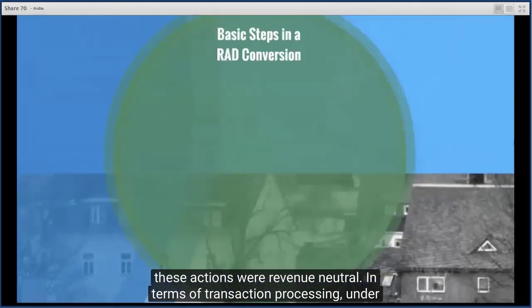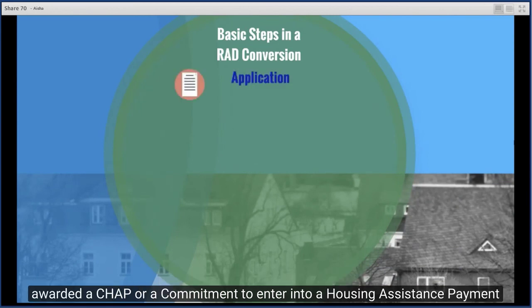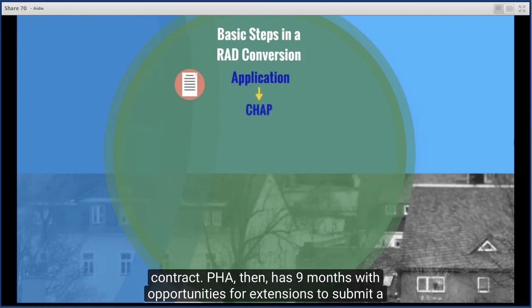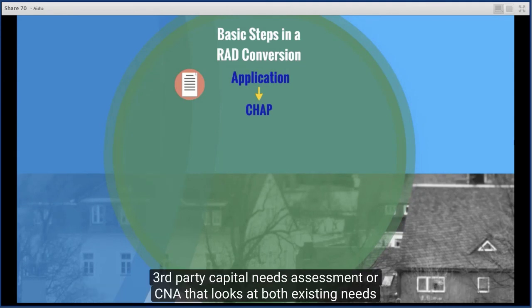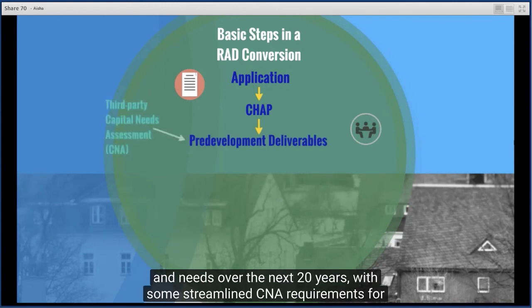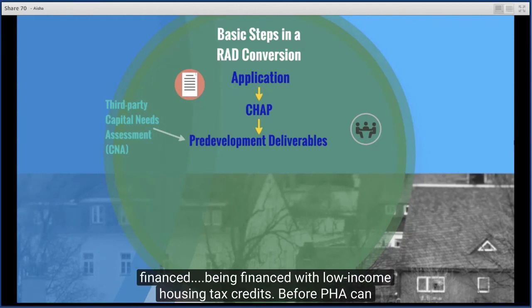In terms of transaction processing, under RAD, a PHA first applies. It's a very simple online application, and then gets awarded a CHAP, or a commitment to enter into a housing assistance payment contract. The PHA then has 9 months, with opportunities for extensions, to submit a financing plan. As part of that financing plan, a PHA must obtain a third-party capital needs assessment, or CNA, that looks at both existing needs and needs over the next 20 years, with some streamlined CNA requirements for certain classes of properties, such as projects recently constructed or being financed with low-income housing tax credits.